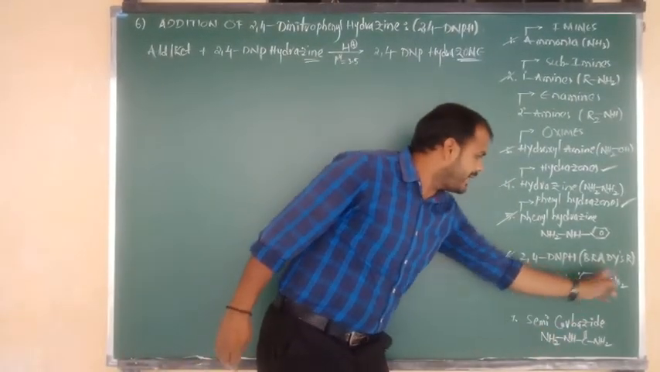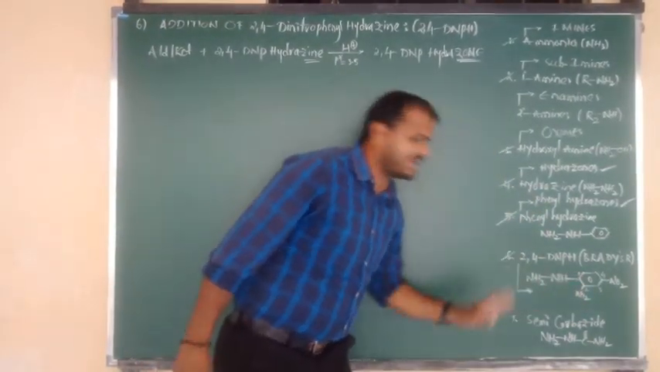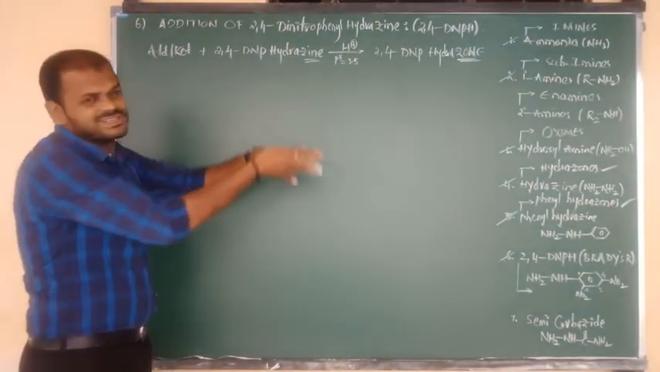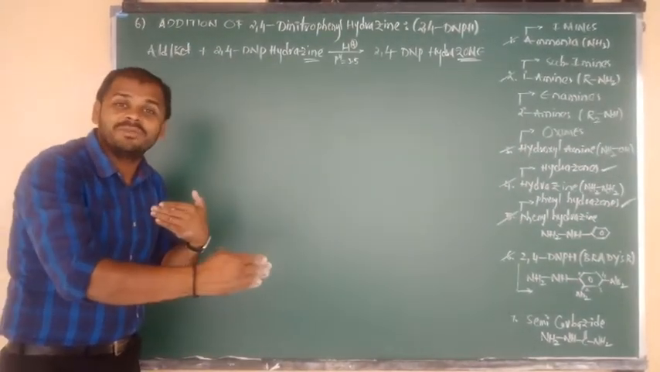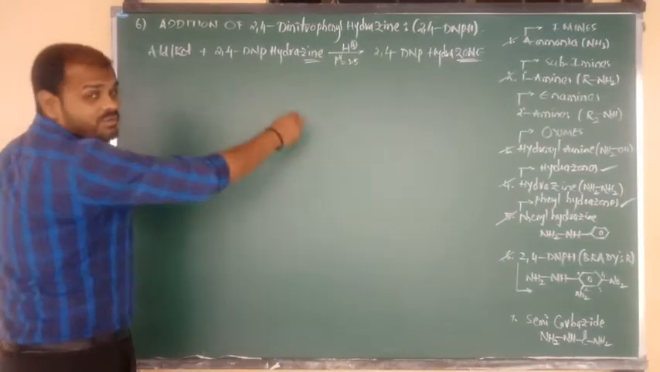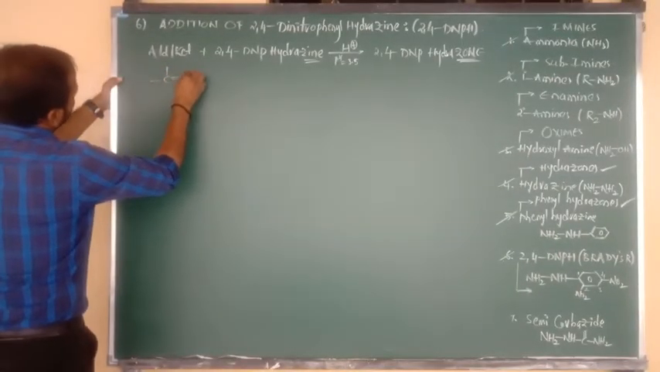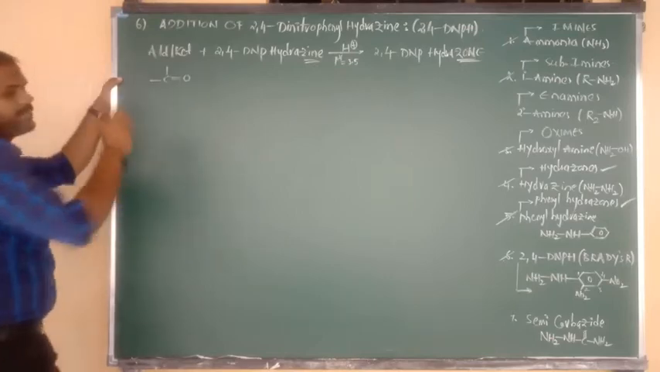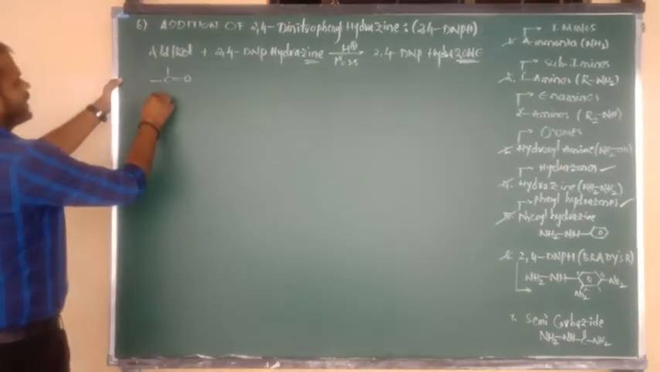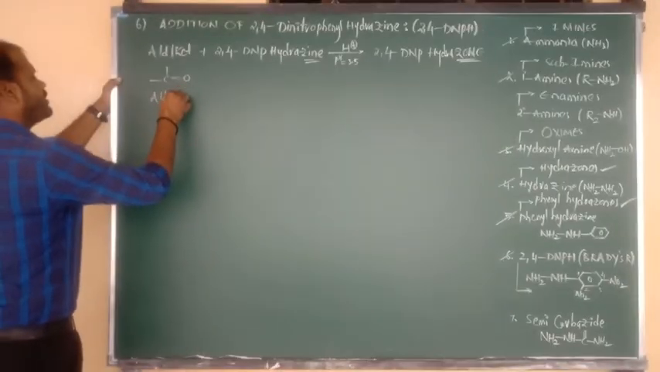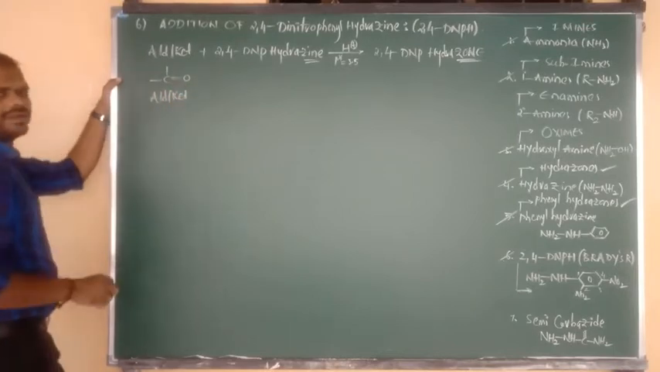2,4-dinitrophenylhydrazine, and hydrazine changes into hydrazone after elimination of a water molecule. Now I am going to show you the reaction. The common formula for aldehydes and ketones is C double bond O, nothing but the carbonyl functional group, common for aldehydes and ketones.